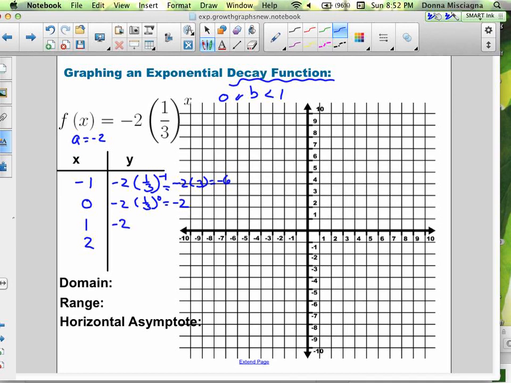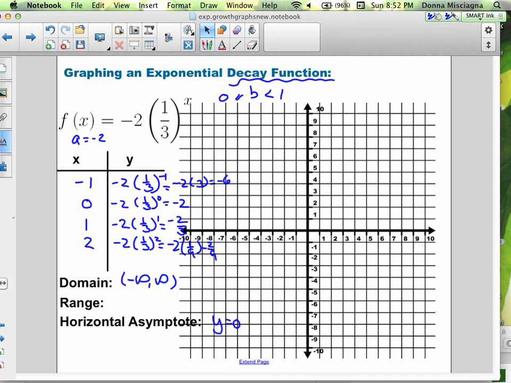-2 times 1/3 to the first power is just going to be -2/3. And -2 times 1/3 squared is -2 times 1/9, -2/9. Right, we'll go that small. For all of these simple graphs with no transformations, our horizontal asymptote is y equals 0.